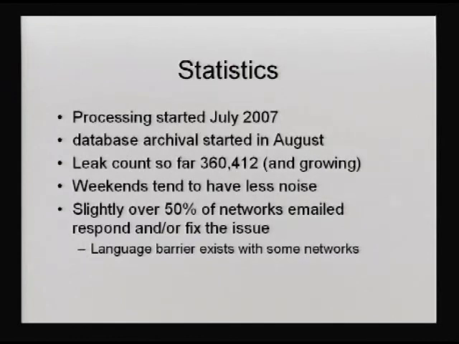So far, I've got 360,000 leak events that I've found. Some of those are multiple views of the same event, because multiple different people are feeding the same view into Route Views, so the AS paths are slightly different. Some of the things we've noticed is weekends tend to have a lot less noise. People aren't tinkering with their networks as much on the weekends, so there's generally fewer leaks on the weekends.